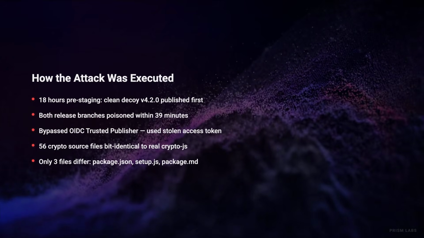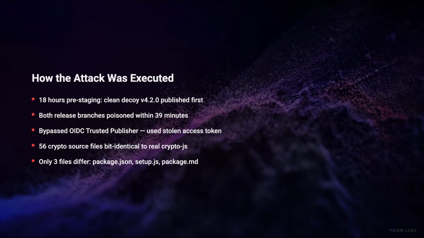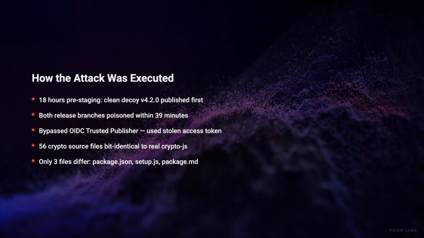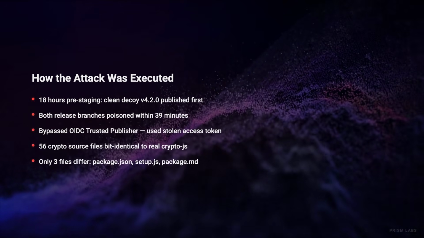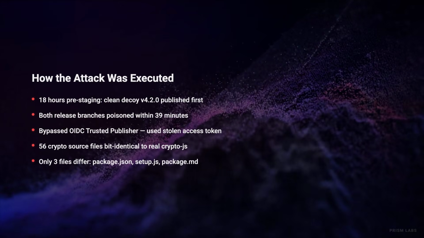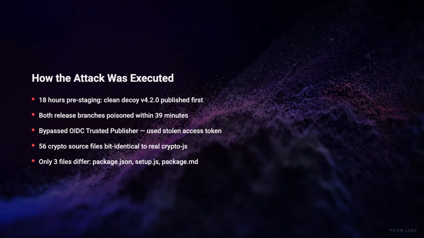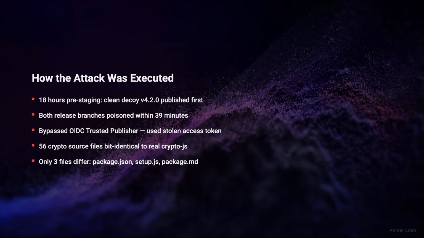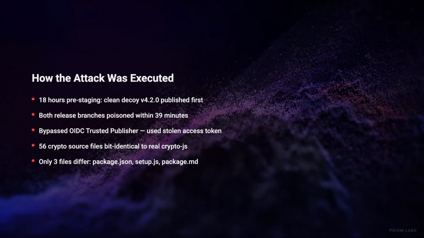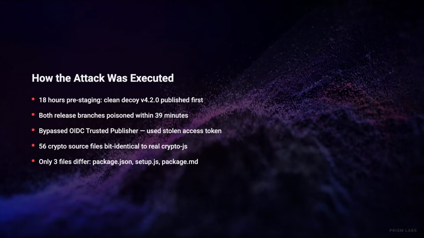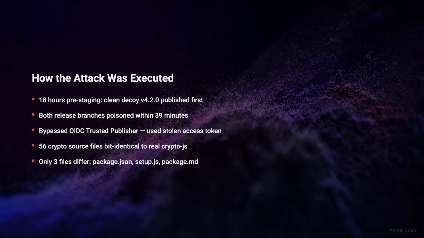The 56 cryptographic source files inside it are bit-identical copies from the real crypto.js library. Everything looks normal. 18 hours later, they published version 4.2.1 with just one addition, a post-install hook that runs setup.js. That's the trigger. Then within 39 minutes, both the current and legacy Axios branches were poisoned with the new dependency.